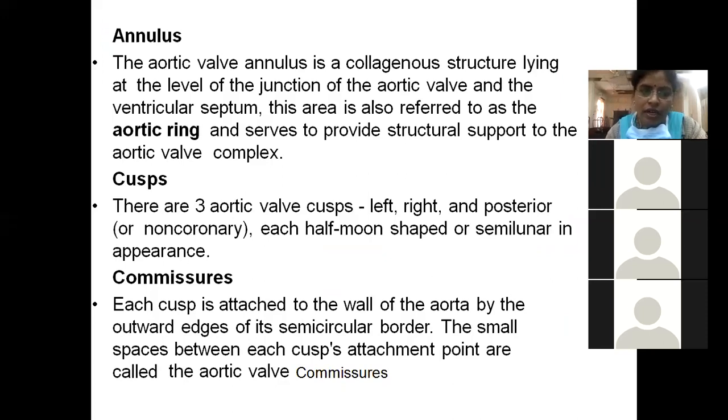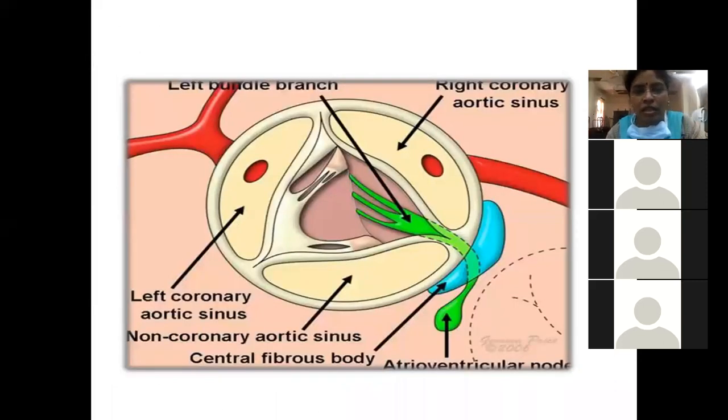That's the annulus or aortic ring. It's at the junction of the aortic valve and the ventricular septum. Half-moon shape, and the commissures. These are the structures that attach the free edges of the semi-lunar cusp to the aorta. These are the three parts in the aortic valve. So if you see, there are three cusps: one is right, the second one is left, and the third one is the posterior.